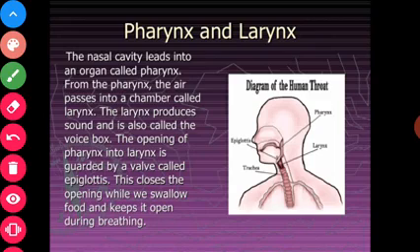The function of epiglottis is to cover the mouth of trachea, or cover the mouth of windpipe when we swallow food, so that food may not enter the trachea or windpipe. In this way, the nasal passage and pharynx join the nostrils to the windpipe.